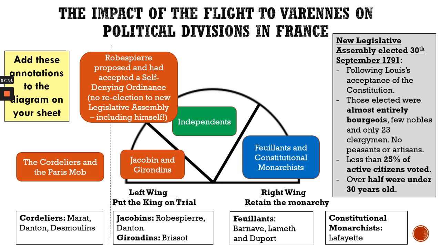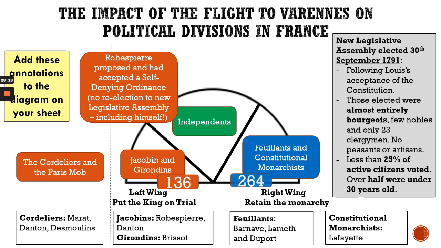And of these members that are elected, half of them were under 30 years old. So not only are many of them very new to politics, they're from lower down the social standing, and they're very young, many of them. And that's going to have an impact later on when we look at things like the terror, and all these young men staying up late at night drinking. And that does have a bit of an impact on some of the radical policies that come about.